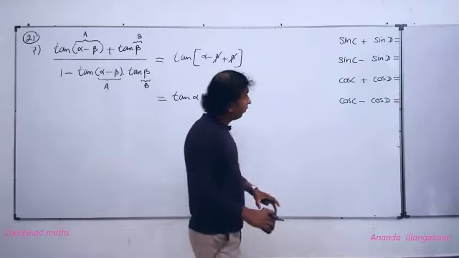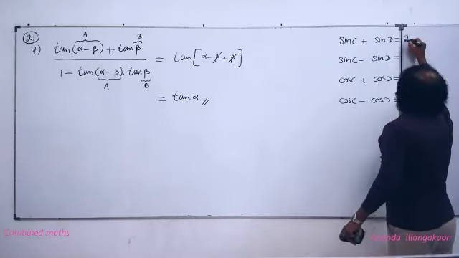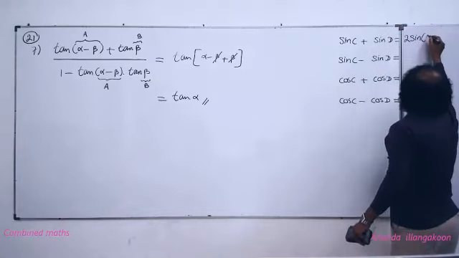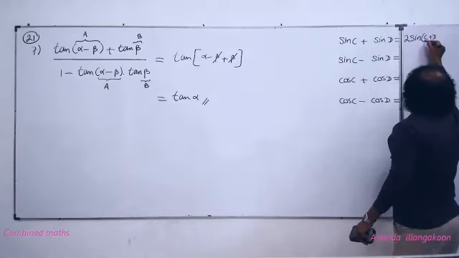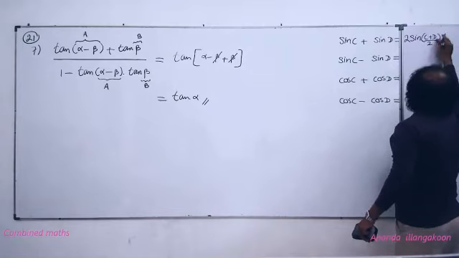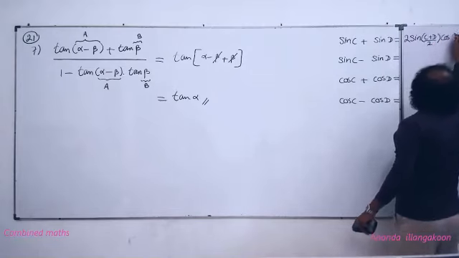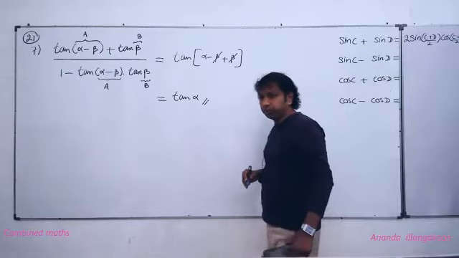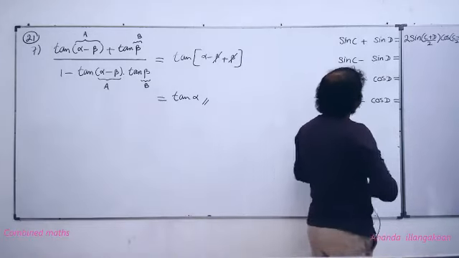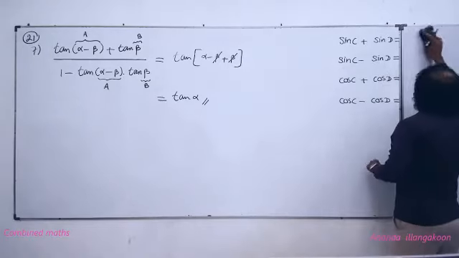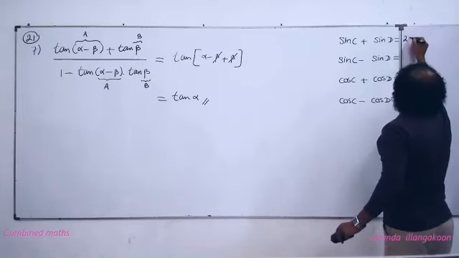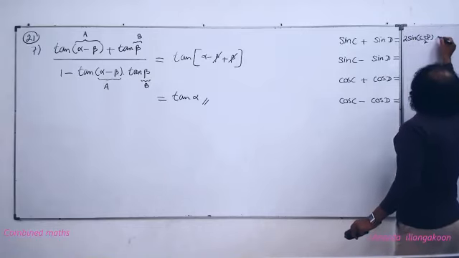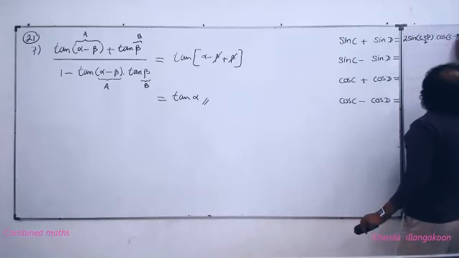Can you tell me what is the first one? 2 sine of the angle C plus D divided by 2, and the next ratio is cos of C minus D divided by 2. You can't see the board, right? Two sine C plus D by 2, cos C minus D by 2.